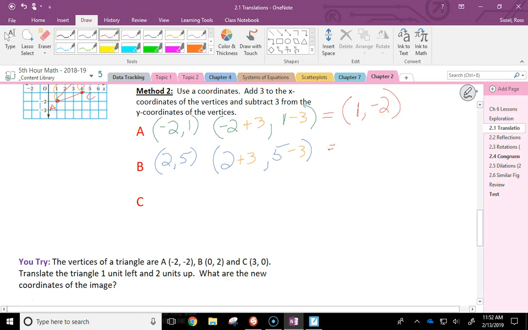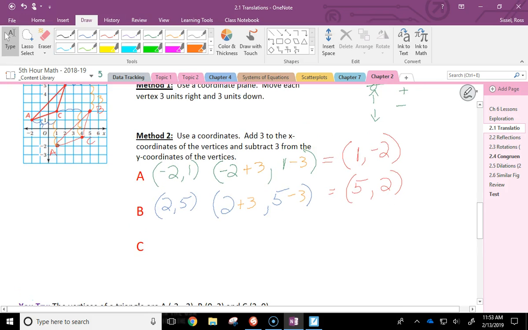2 plus 3 equals 5. 5 minus 3 is 2. Our point B should be located at 5, 2. And if we check, over 5, down 2. We did that one correct.